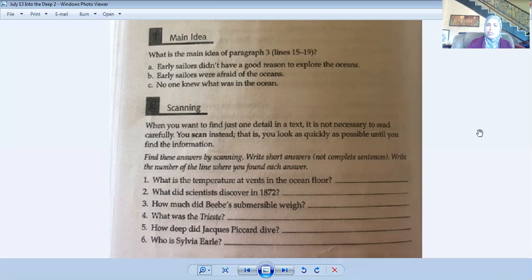Who is Sylvia Earle? This is the woman that we mentioned at the end of the reading passage, and it is said that she is a leading expert on oceans, and she encourages explorers to explore not only the ocean, but whatever places on Earth that have not been really explored well.